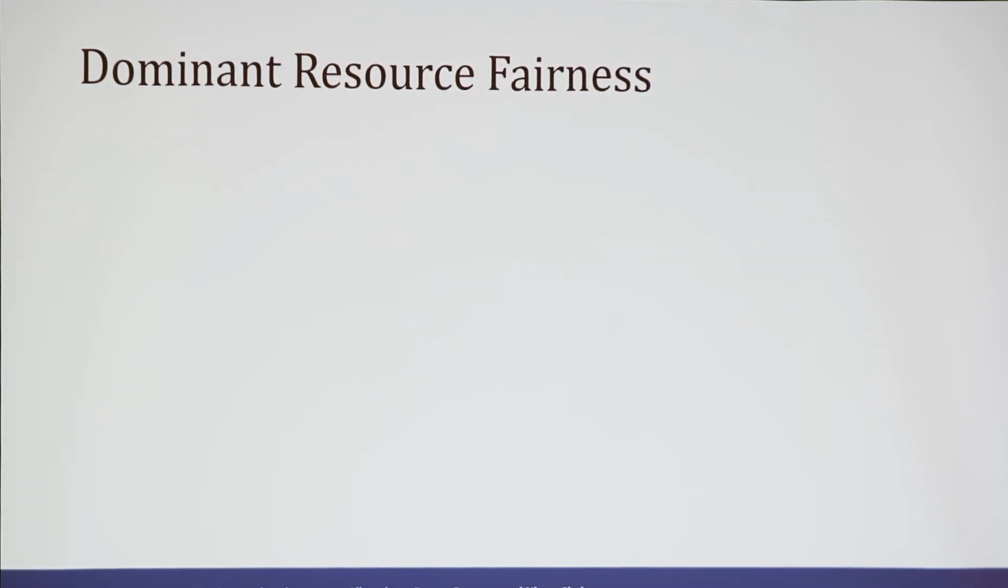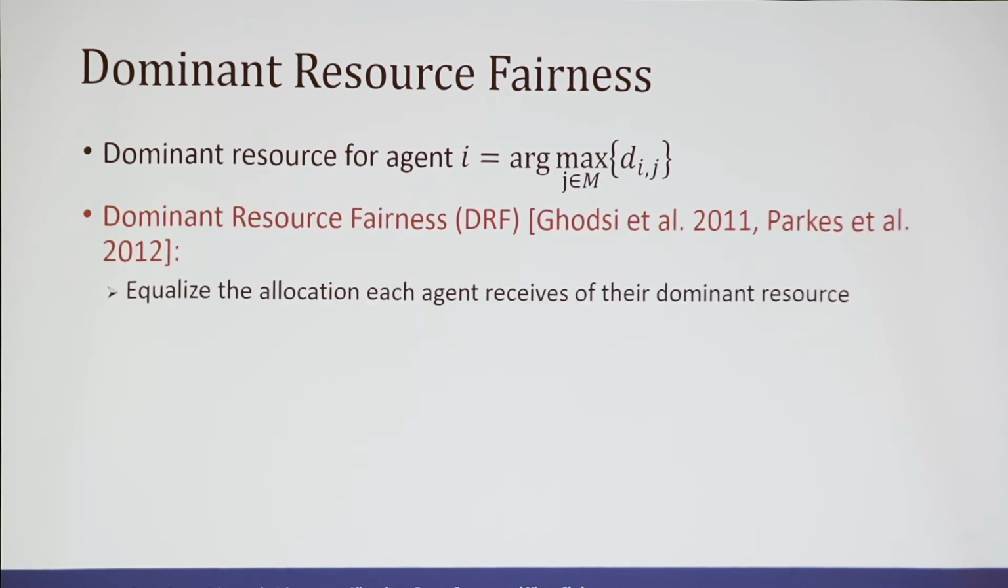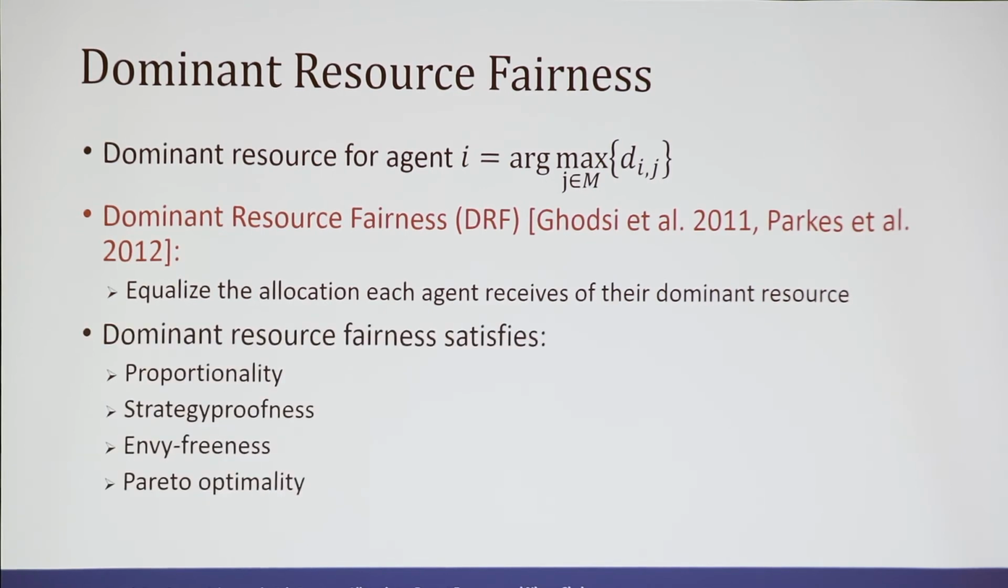There's been a very pervasive algorithm in this setting called dominant resource fairness, which was first proposed in 2011. What it does is it defines the dominant resource for agent i to be the resource that they demand the most of. And then it simply equalizes the allocation that each agent receives of their dominant resource. So it runs MaxMin on the dominant resources. This is a really nice algorithm for this setting. It satisfies basically everything we could want it to satisfy: proportionality, strategyproofness, envy freeness, and Pareto optimality.